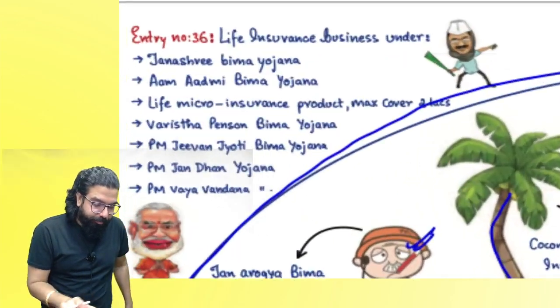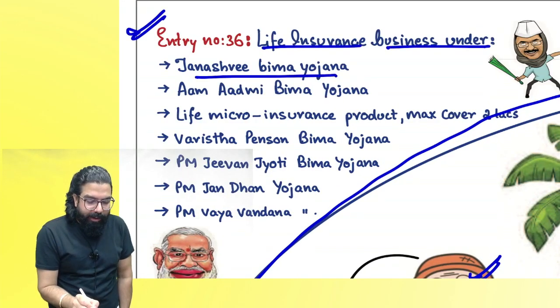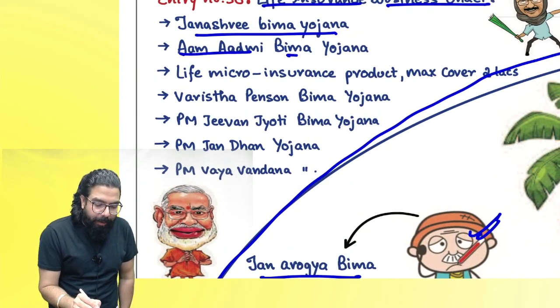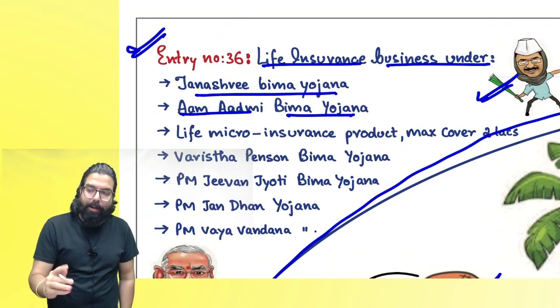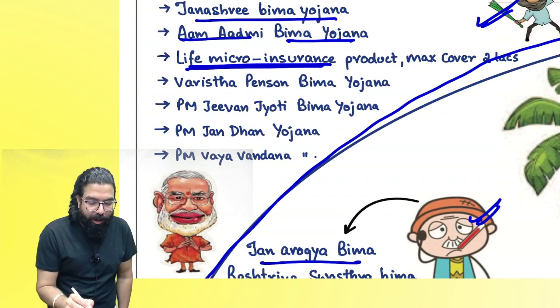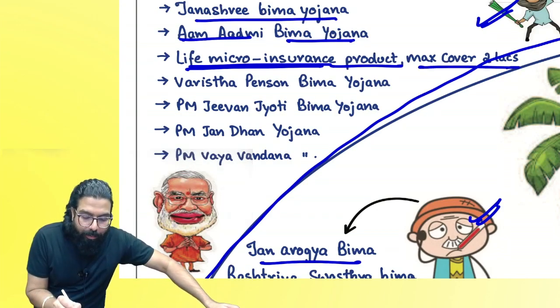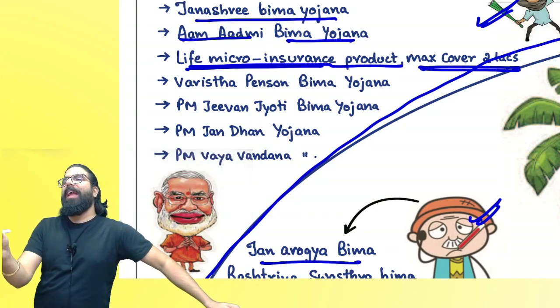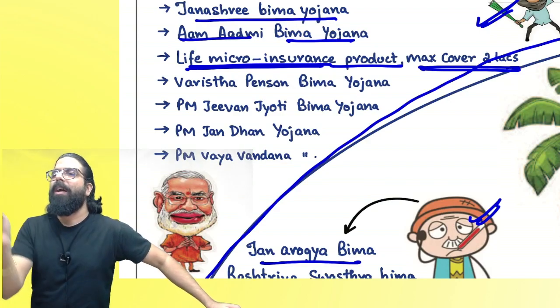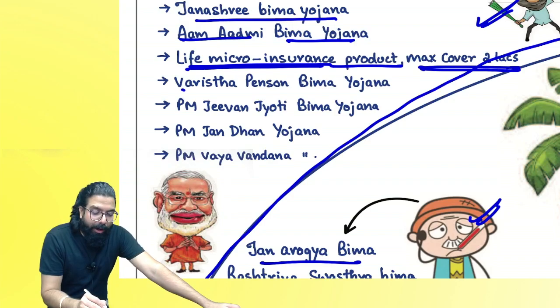Everyone over here now. On the left side, I've written life insurance business under Janashri Bima Yojana, Aam Aadmi Bima Yojana. Baba, whenever you see Aam Aadmi and all, you remember. Okay, everyone. Now, Aam Aadmi Bima Yojana, life micro insurance product. Baba, in life micro insurance product, the maximum coverage is how much? 2 lakh. Life insurance where the coverage is only 2 lakh, the premium will be 100, 200 rupees. Why charge GST?